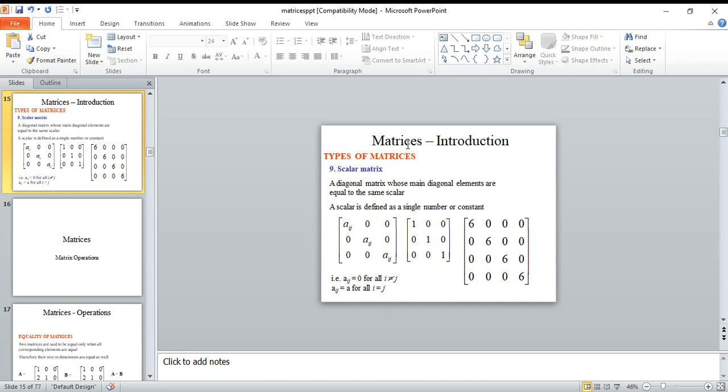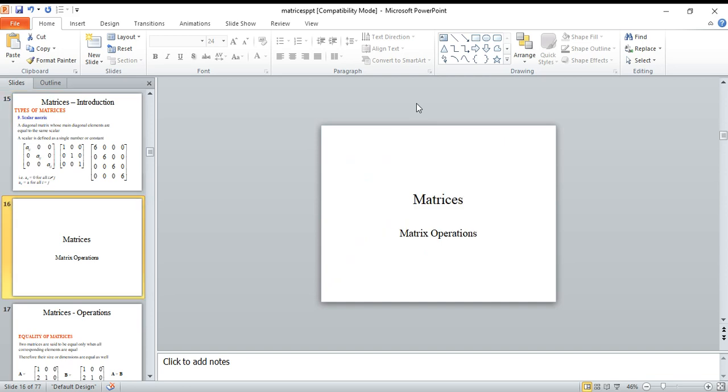Scalar matrix. Yesterday we missed this one. A scalar matrix is like the identity matrix. In the identity matrix the diagonal elements are one, but in a scalar matrix the diagonal elements are the same number, one or any other number, and all other elements are zero. This is a scalar matrix.